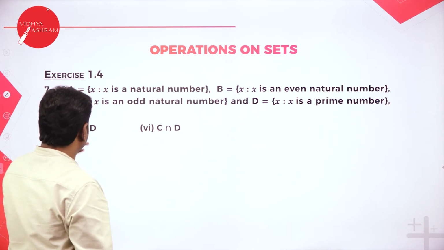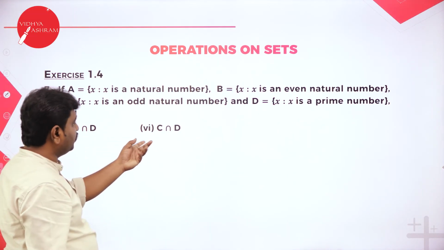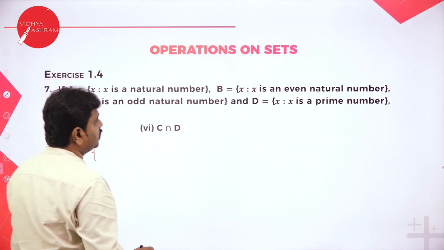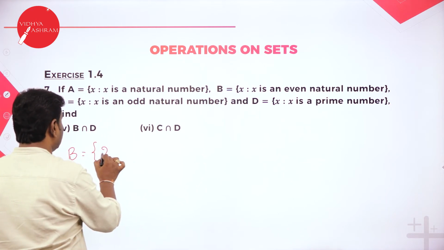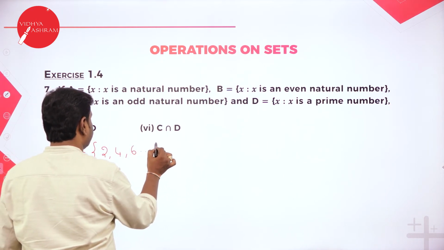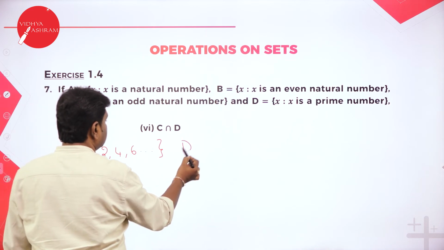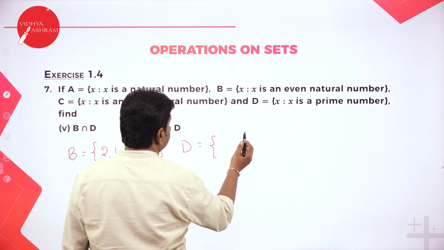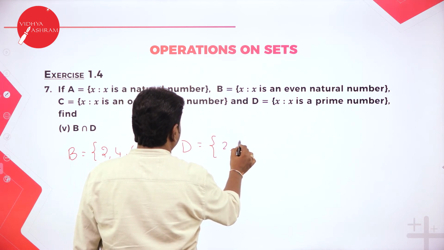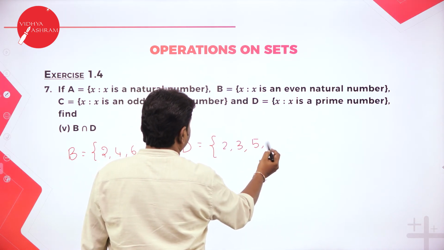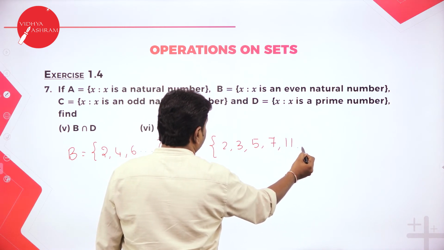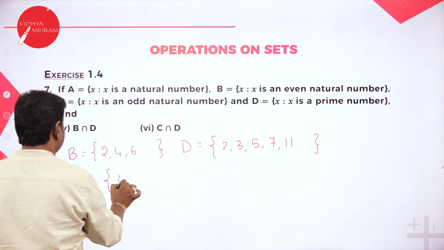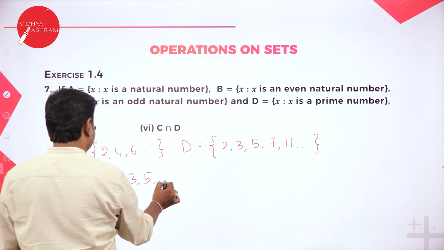Next. Again, they want B intersection D, C intersection D. What is B? Even natural numbers: 2, 4, 6. What is D? D is prime numbers: 2, 3, 5, 7, 11, and so on. And what is C? C is odd natural numbers: 1, 3, 5, and so on.